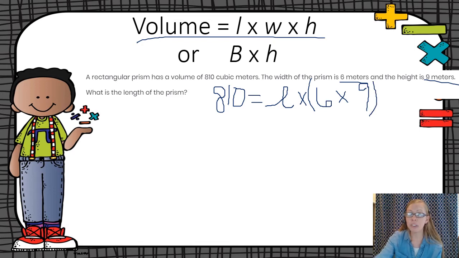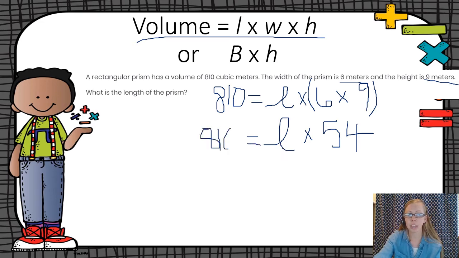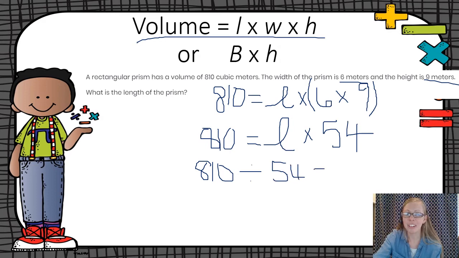I know that 54 is the same as 9 times 6. So 54 times some length here is going to equal 810. So 54 times some number equals 810. That sounds like a division problem. If I do the inverse here, if I write this as 810 divided by 54, I can figure out the length. So let's jot that down.